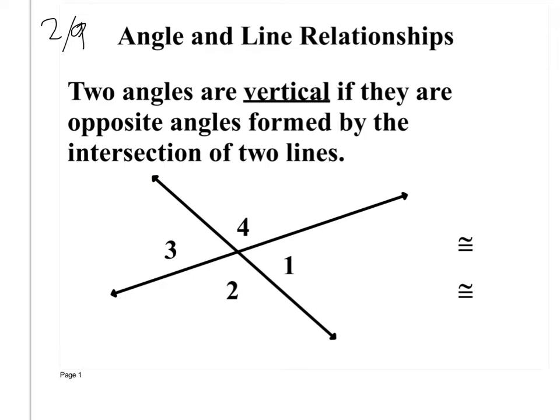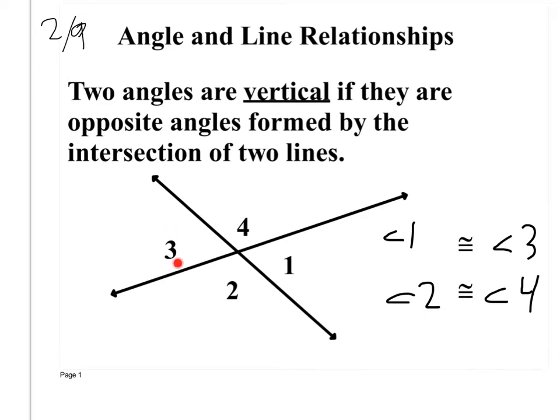We have two lines that intersect each other. The angles are vertical if they're opposite, which 1 and 3 and 4 and 2 would be considered vertical angles. They're opposite of each other. Vertical angles are congruent, meaning they're equal to each other. So angle 1 is congruent to angle 3, and angle 2 is congruent to angle 4. Vertical angles are equal. Congruent means equal.